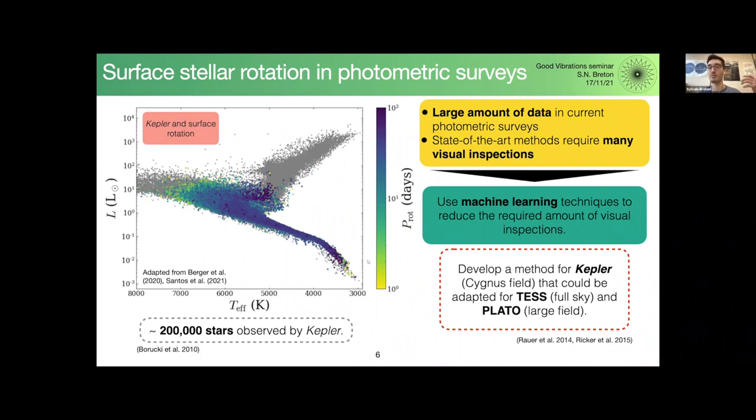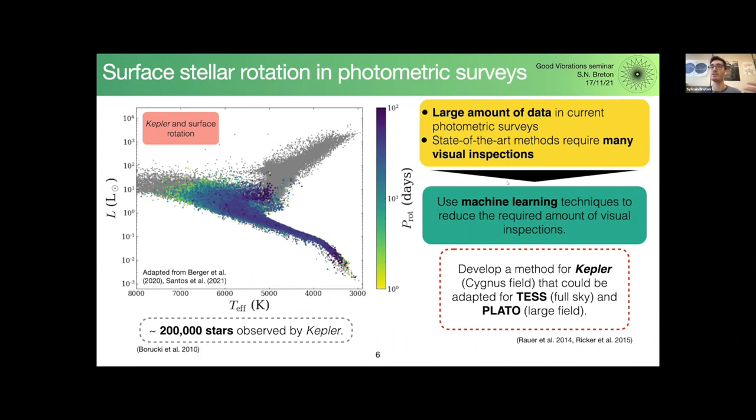and there are millions of stars that are currently observed by TESS, and there will also be several hundred thousand stars observed by PLATO. So we now have a large amount of data in the current photometric surveys. But most of the state-of-the-art methods require many visual inspections, which you can't accomplish on this large amount of data.